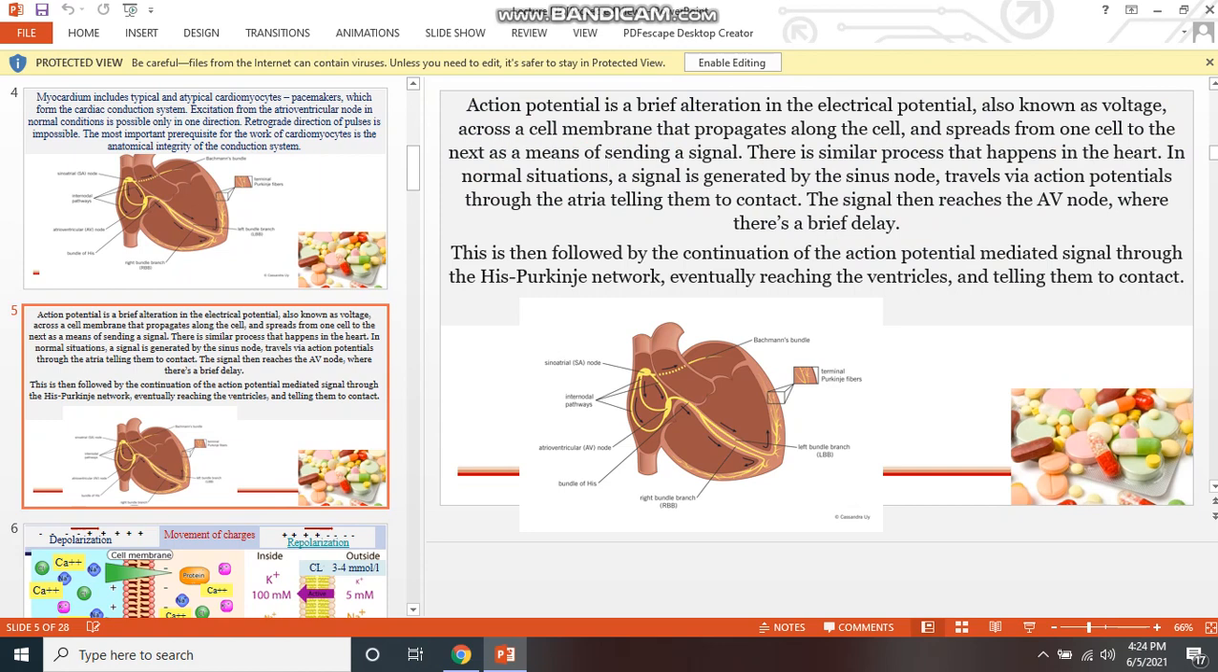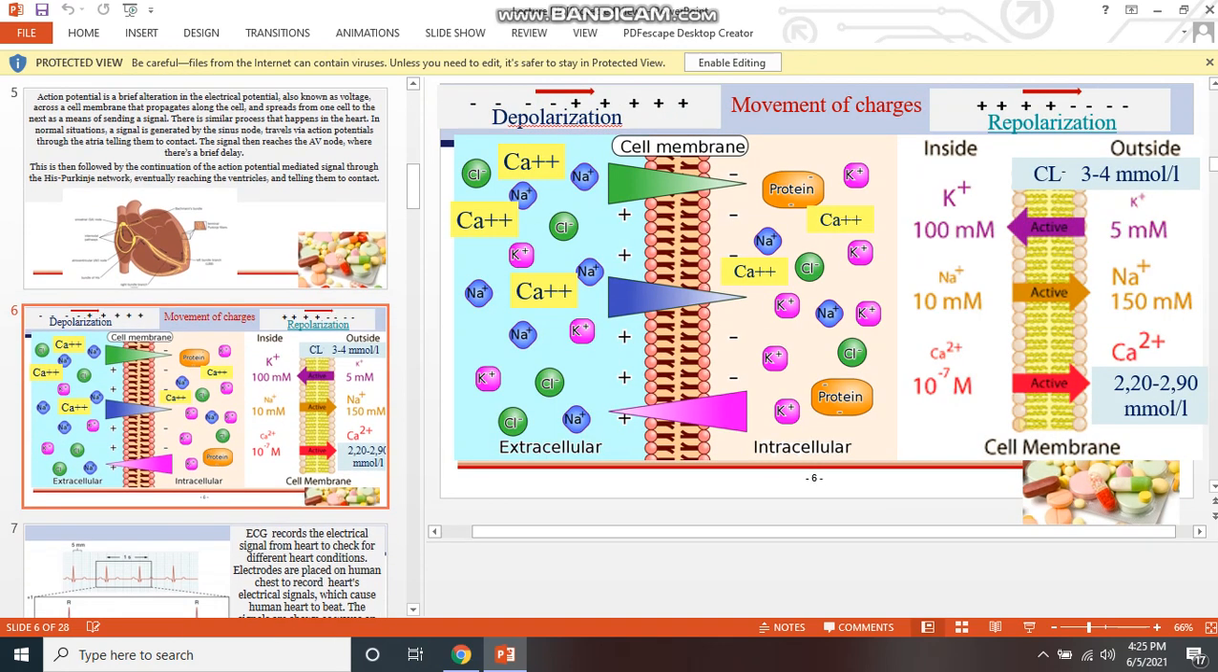In normal situations, a signal is generated by the sinus node and travels by action potential through the atria, telling them to contract. The signal then reaches the AV node, where there is a brief delay. This is followed by the continuation of the action potential mediated signal through the His-Purkinje network, eventually reaching the ventricles and telling them to contract. Then there is depolarization and repolarization.